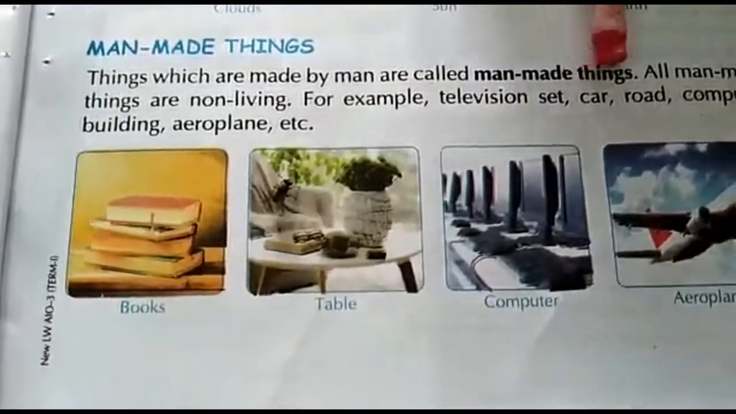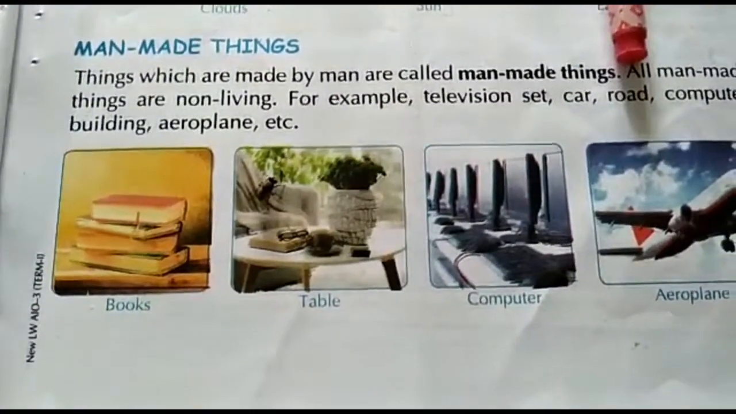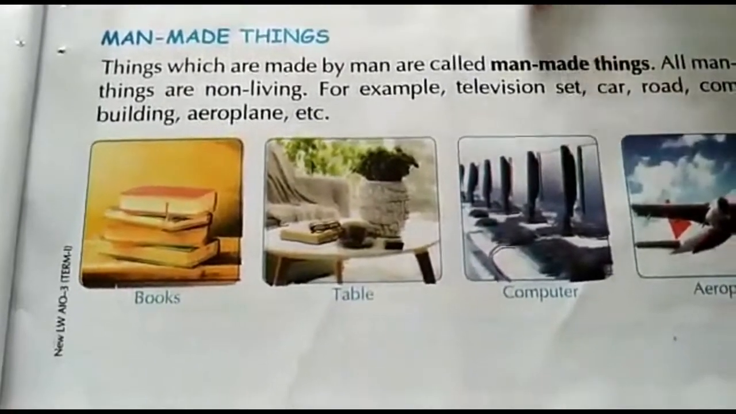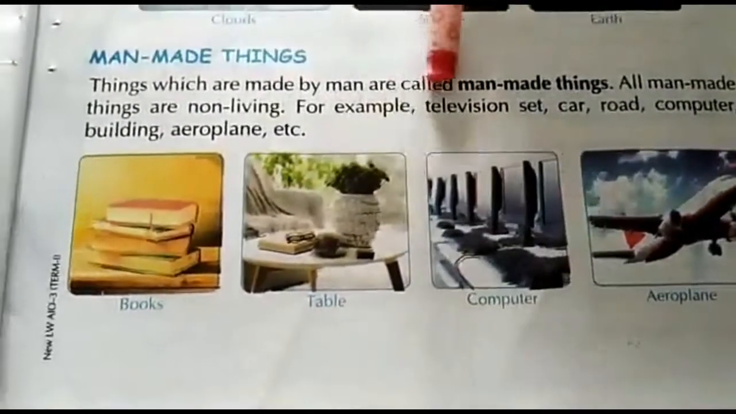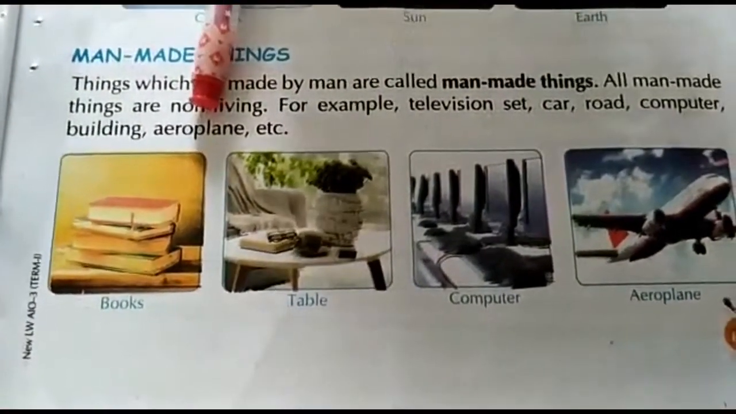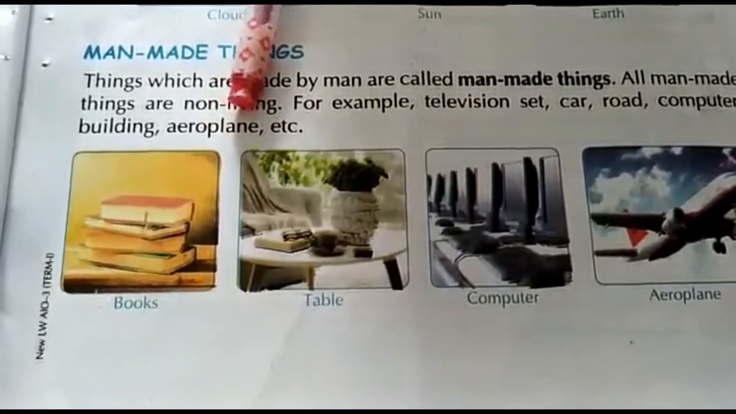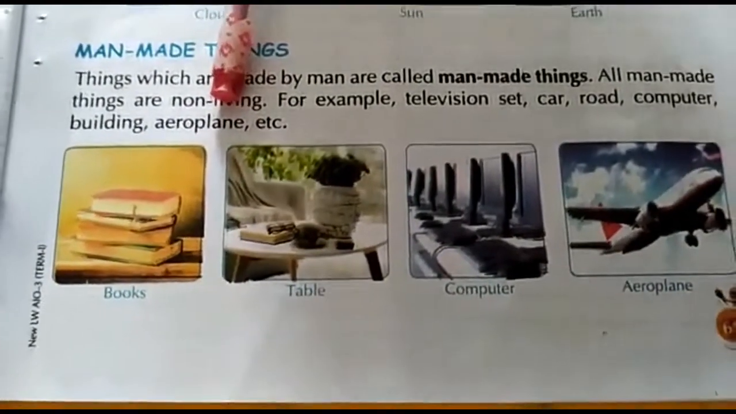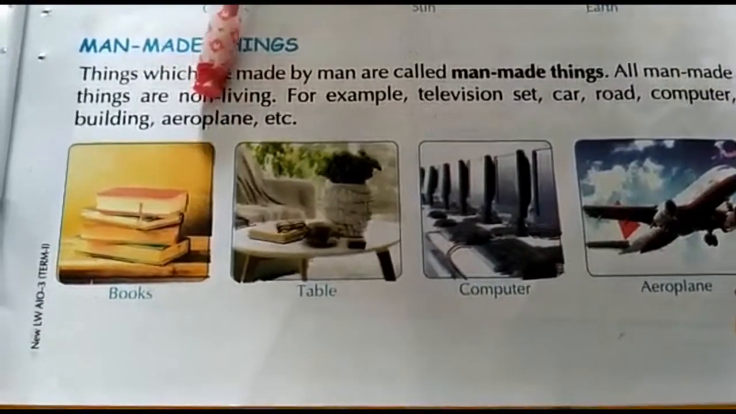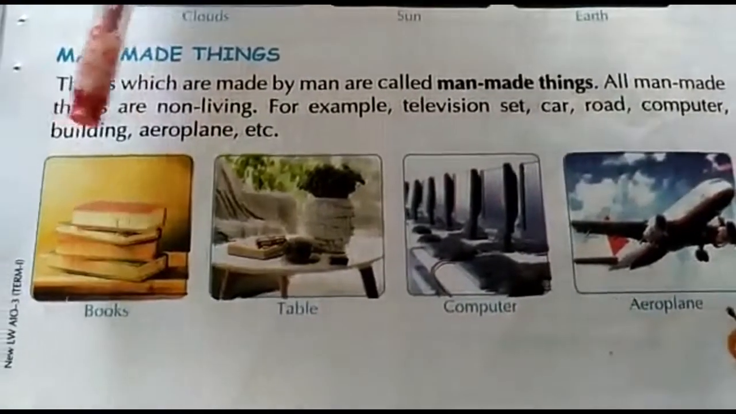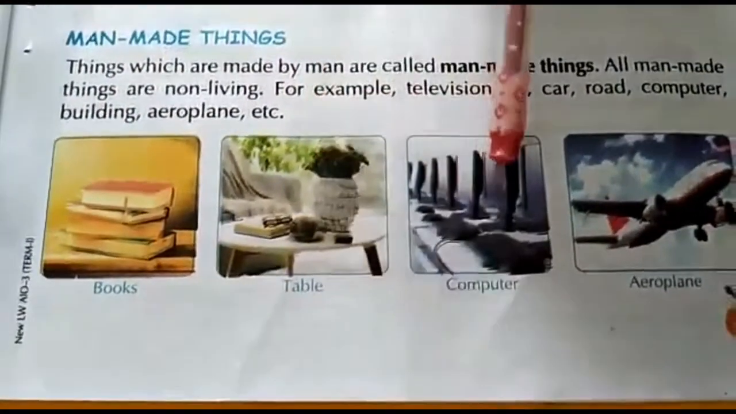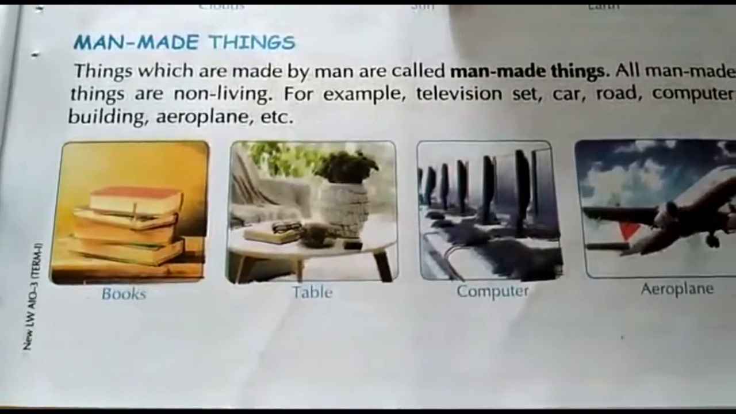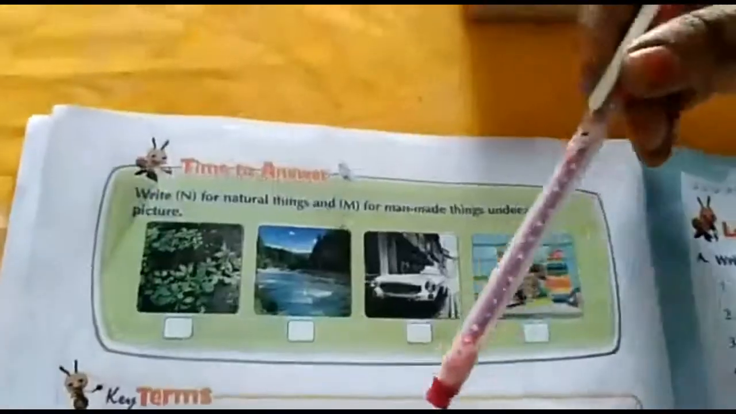Television shows images with the help of electricity, but it does not show them by itself. The aeroplane does not move by itself, because it flies with the help of diesel or petrol. Is it or not? Yes, this is also a non-living thing. See here, book, table, computer, aeroplane. These are man-made things. All the man-made things are non-living things.